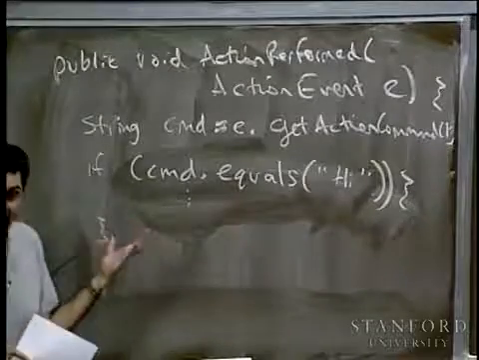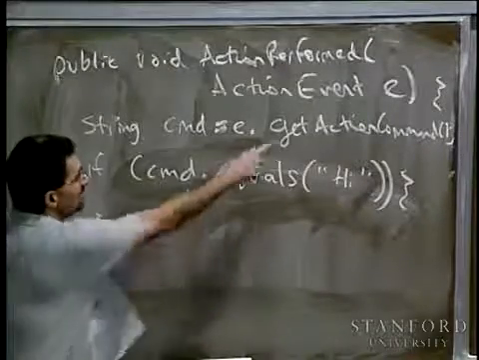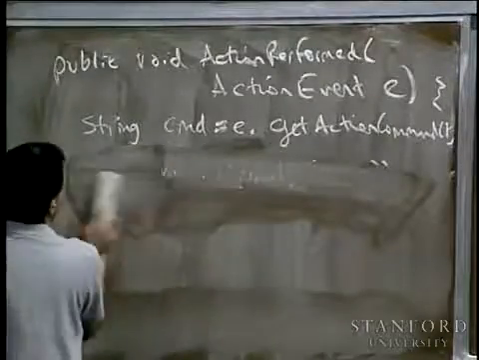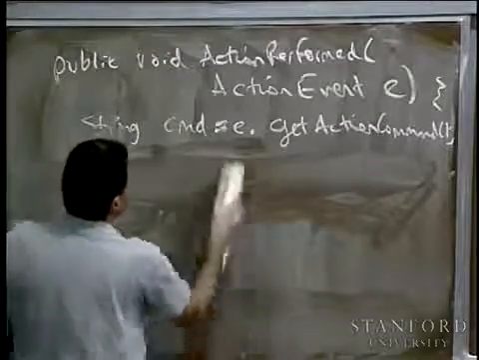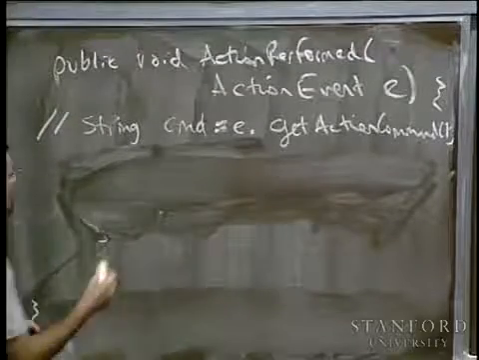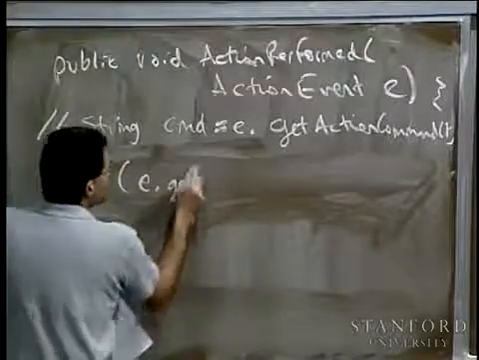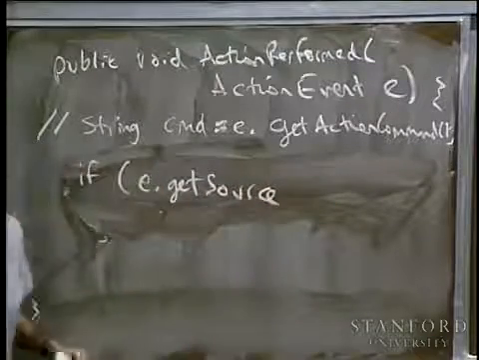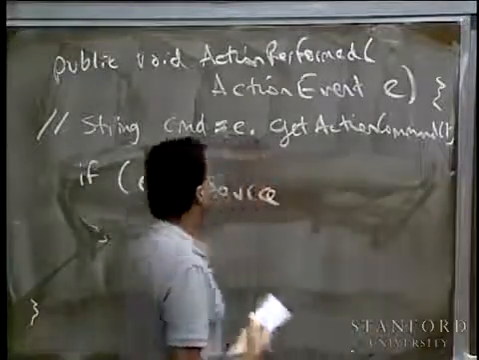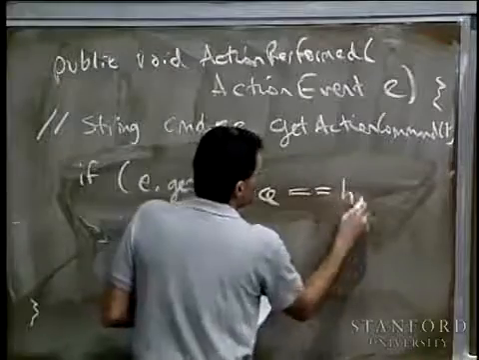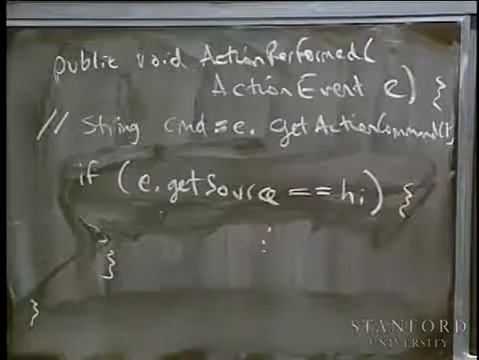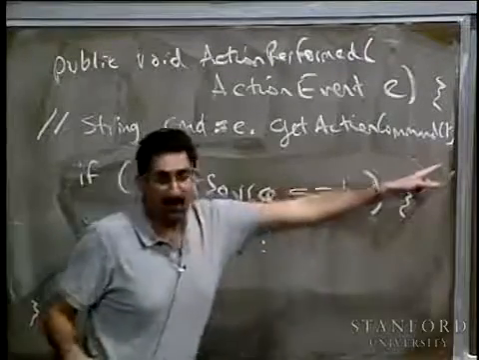The other way I can write it is with get source. Rather than getting the name of the command and checking to see if the command is equal to hi, I can use e.getSource. As a matter of fact, I don't even need this line for command anymore. Let me just comment it out so I don't erase it. Okay? And I can say if e.getSource, this returns an object to me. I want to check to see if that object that it returns is my hi button. So here I check directly, is it equal to hi? And then I do whatever I was going to do. So this has exactly the same effect as before. It's checking to see if I've gotten a button that is the hi button that was clicked.